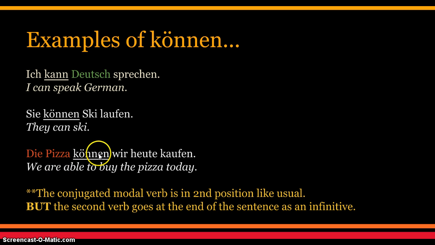So können is conjugated for wir, the subject, and if you remember as before, German is pretty flexible with its sentence order as long as the conjugated verb is in second position. So my direct object here, this thing I am buying, is the pizza, and I can put that first and the subject over here. But my conjugated verb has to come second, and the other verb comes at the end. So for Modalverben, they are allowed to take a second verb, but it goes to the end of the sentence.